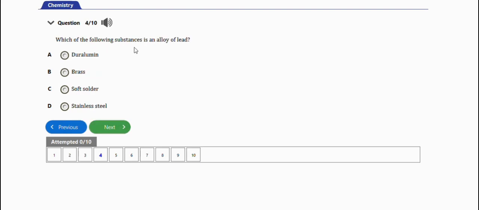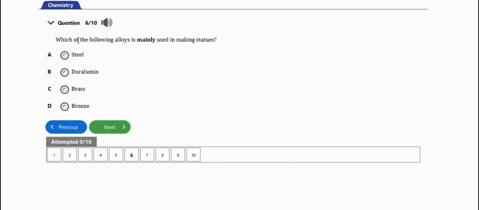It says which of the following substances is an alloy of lead? So we have aluminum, brass, soft solder, stainless steel. The right answer is option C, soft solder. Okay, so that's it for this question. The next repeated question will be this one.